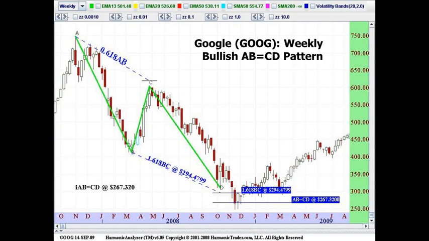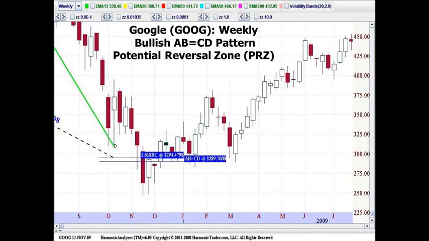Again, for the ABCD pattern, this exact price level where the AB equals the CD leg is the most important number in the pattern completion.